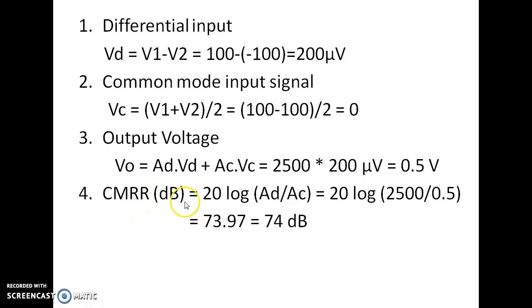So CMRR in dB we have to calculate, that is 20 log to the base 10 of differential gain to the common mode gain. So it is 20 log to the base of 10 of 2500 divided by 0.5. So answer is 73.97. So finally we can round it up to 74 decibel.